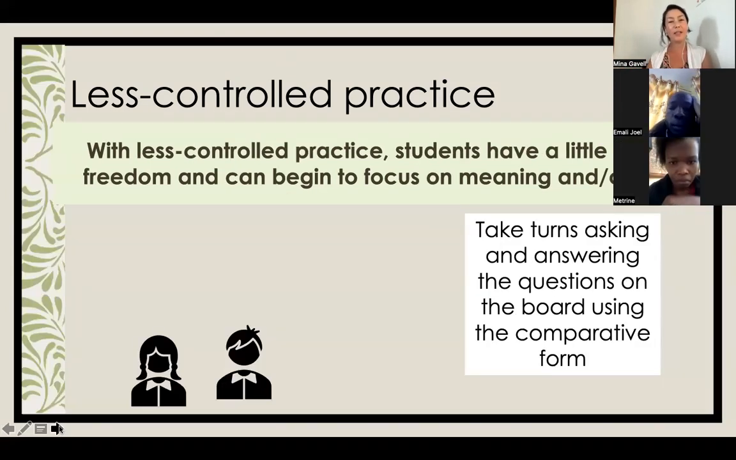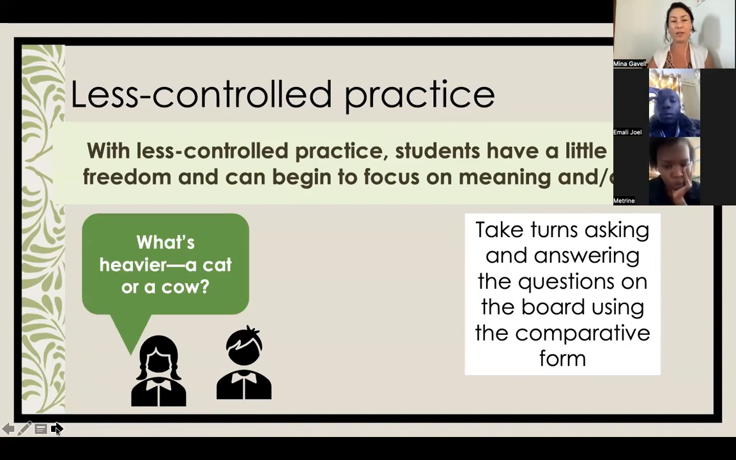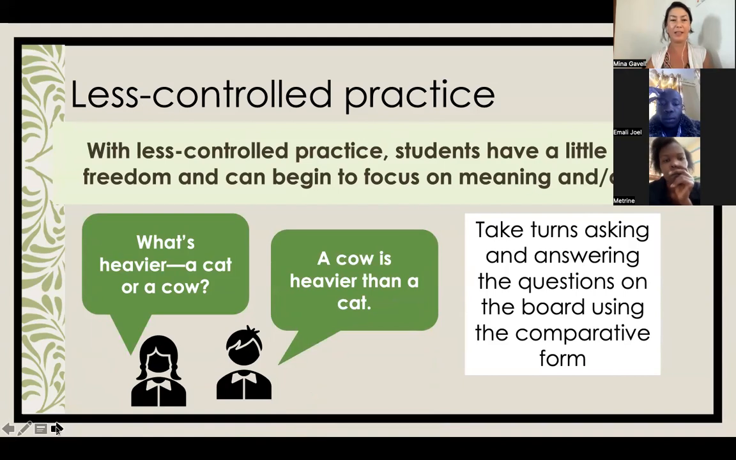Again, we can do this with spoken practice as well. It doesn't have to just be paper-based. So let's imagine the teacher says, okay, here's some questions on the board. Take turns answering these questions with your partner. Use the comparative form. So the student says, what's heavier, a cat or a cow? And then the student has to answer, a cow is heavier than a cat.